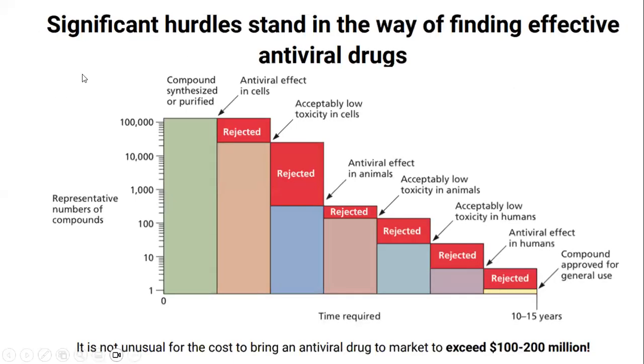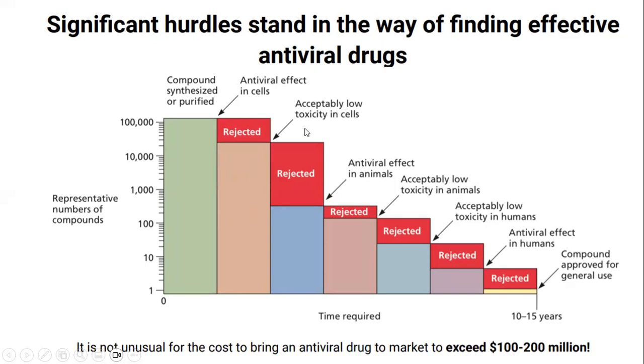And this is the slide I was referring to about the different steps involved in getting an antiviral. So compound synthesized, purified. The next step would be antiviral effect in cells. If it fails at that point, it's rejected.